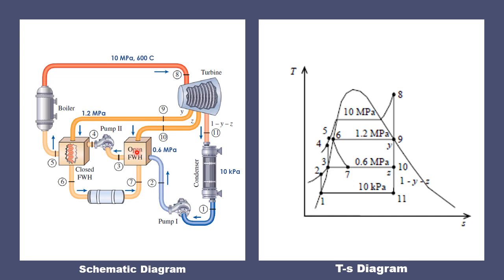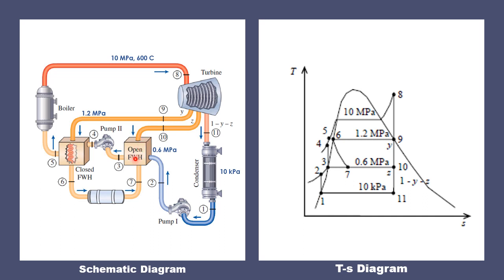So unlike the previous problem wherein it was throttled to the condenser, here it's throttled to the open feed water heater. So that's why we can find here this isenthalpic process 6 to 7. So it's not 6 to this lowest pressure here, but at the pressure of the open feed water heater. So take note that in the closed feed water heater, this tube representing 9 to 6 and this tube representing 4 to 5 does not mix. So there's no mixing happening here.